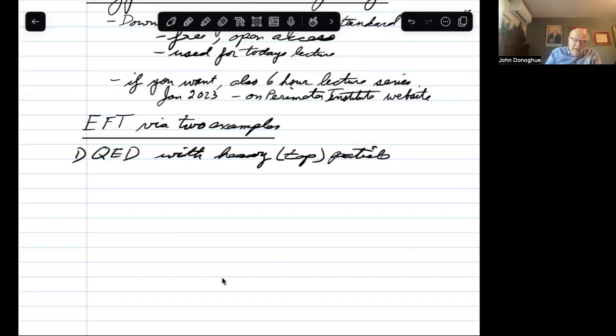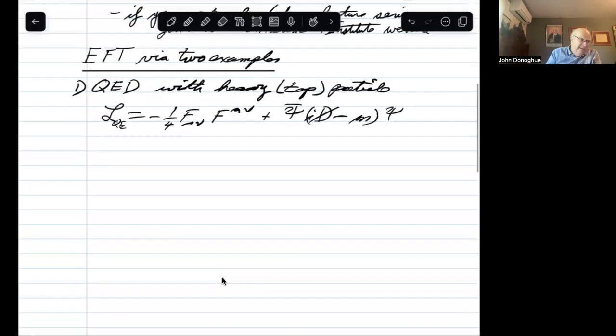And here, the QED Lagrangian that we start with is minus a quarter F mu nu squared, and then psi bar i D slash minus M psi, where that's the heavy mass there.